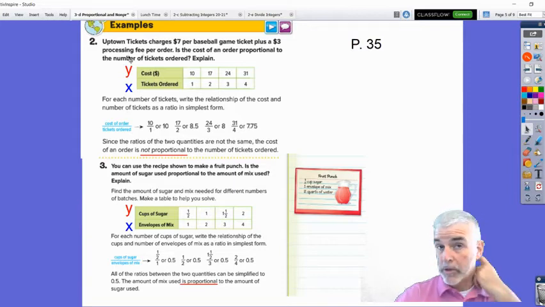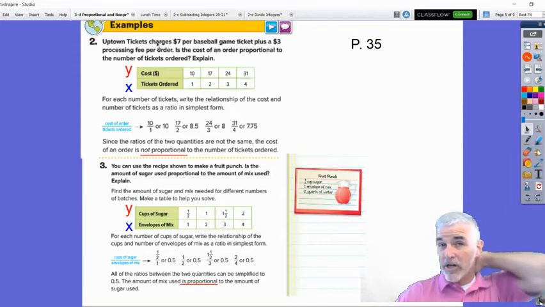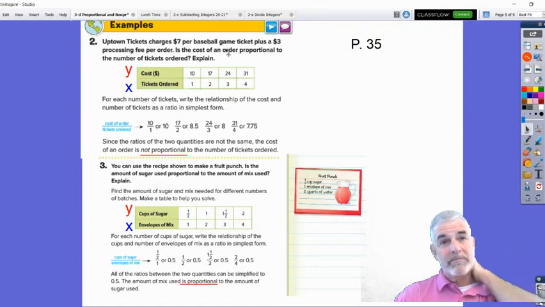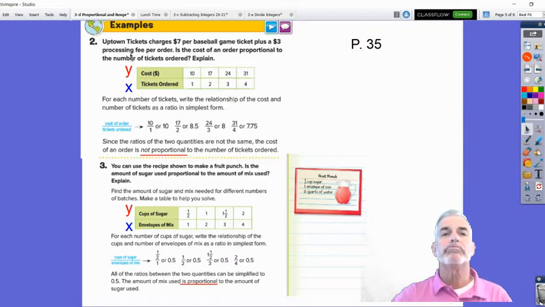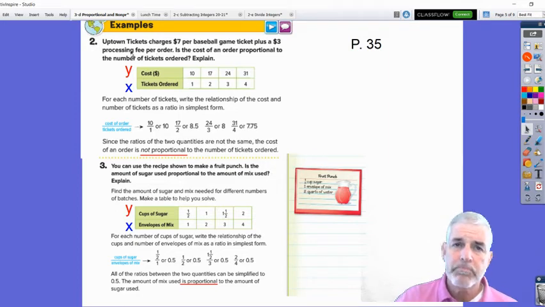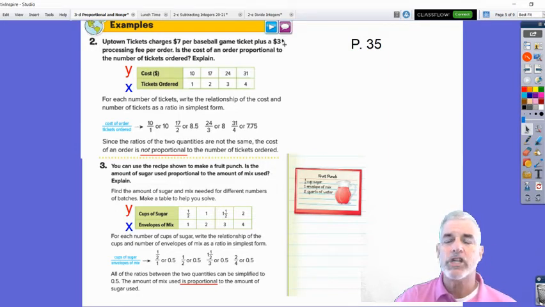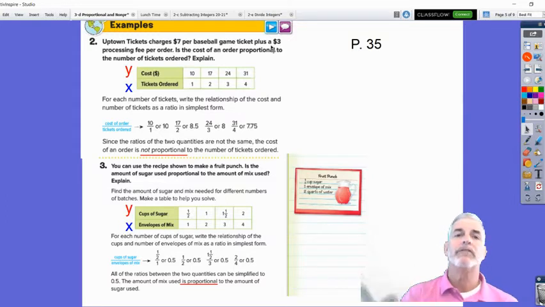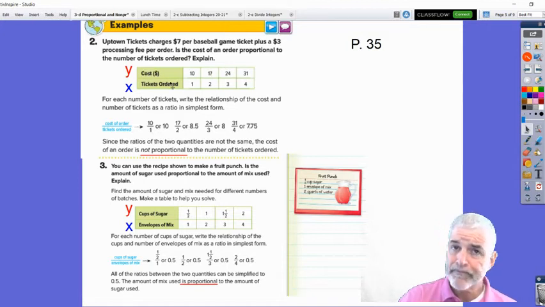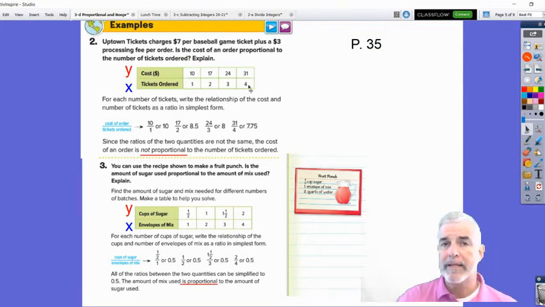Here's example number 2. Uptown Tickets charge $7 for a game ticket plus a $3 processing fee. So this processing fee is not added onto each ticket price. You just pay that one time, $3, and then you pay $7 for each ticket. The table here, depending on how many tickets you order, that's the numbers you're going to pick. That's your X. And the cost are the numbers you're going to calculate based on what they tell you is happening here. Those are going to be your Y values.